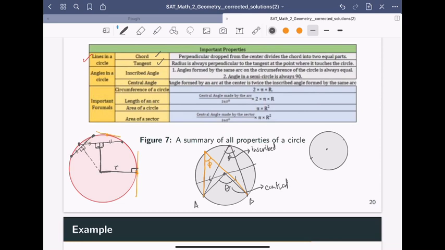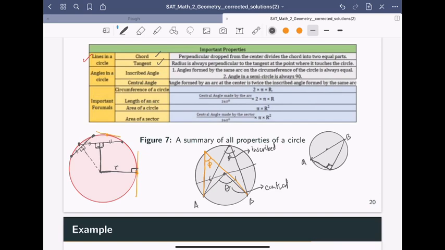If this is the center and I divide the circle into two semicircles, then any angle that I make over here on the circumference will always be equal to 90 degrees. So that is the second part.